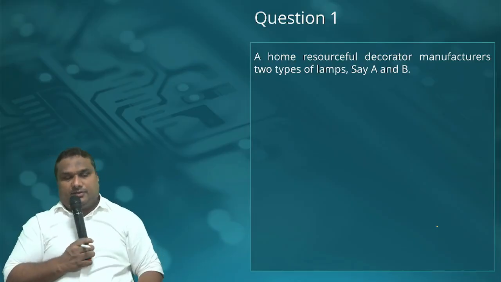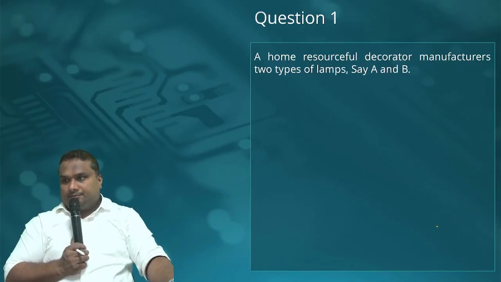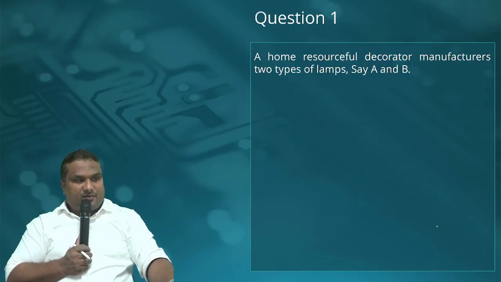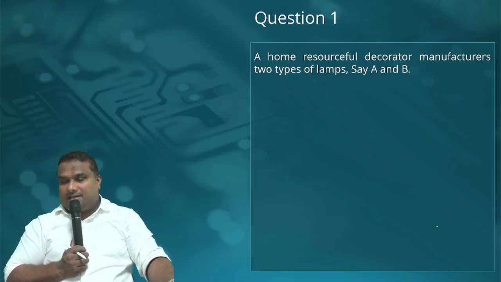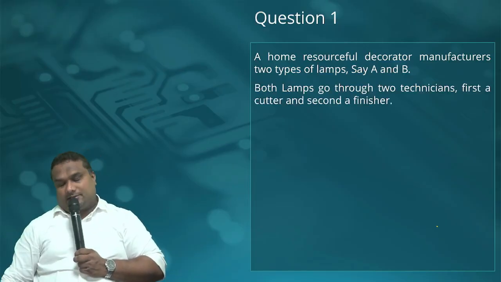A home resourceful decorator manufactures two types of lamps, say lamp A and lamp B. Say what? Tell me. Lamp A and lamp B. Full stop. Next sentence.